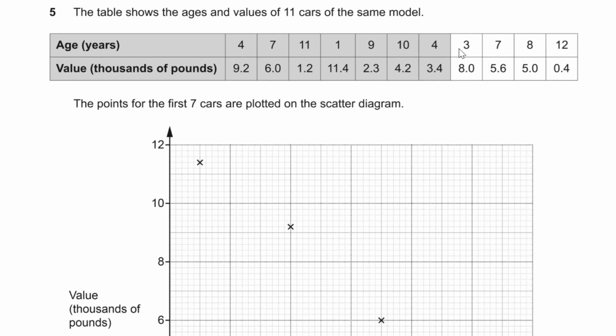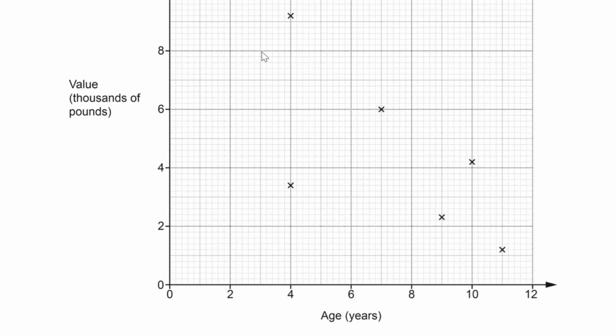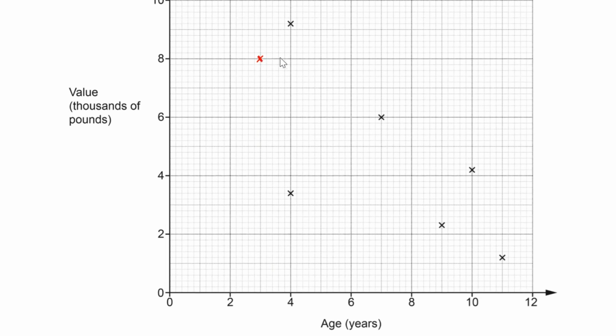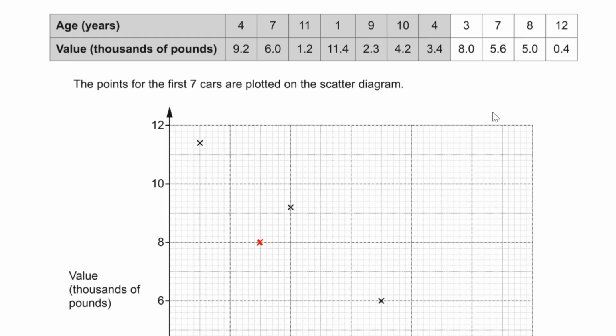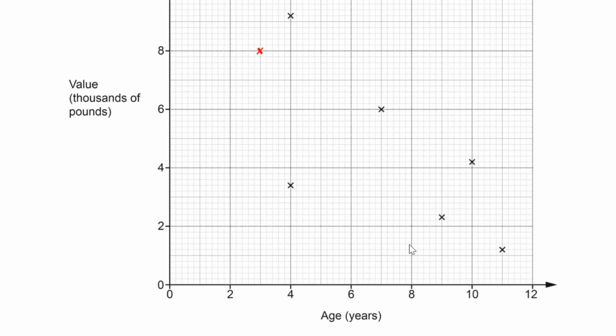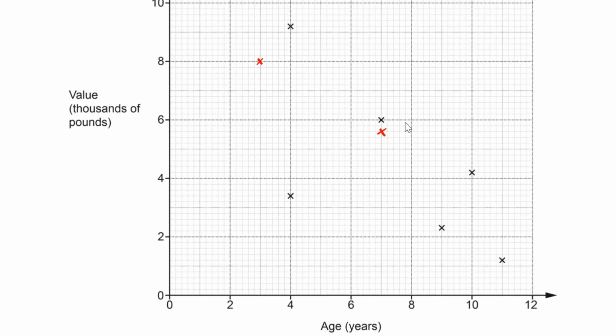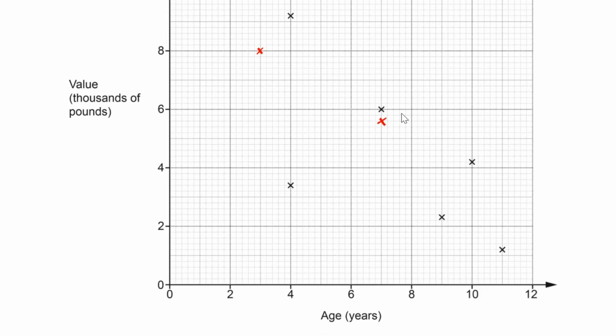So here we've got 3 years and a value of 8. So 3, 8, that is over here. Then we have 7, 5.6, well 7, that's over here, and 5.6, well here we've got 5, and every little square is 0.2, so 5.6 is over here. Then we've got 8 and 5, that goes here. And then we've got 12 and 0.4. That goes here.